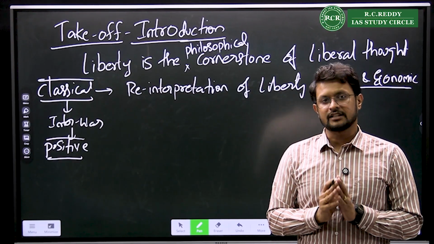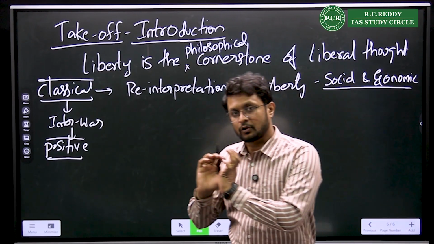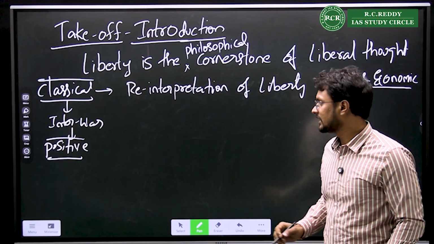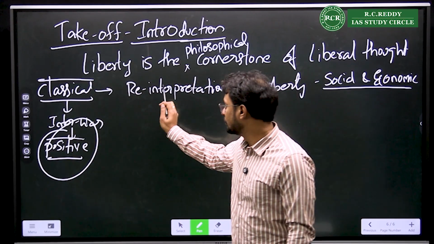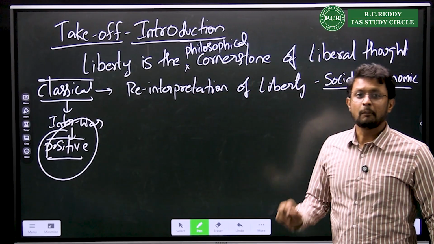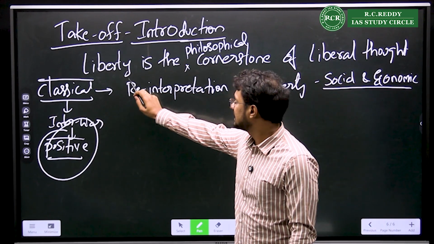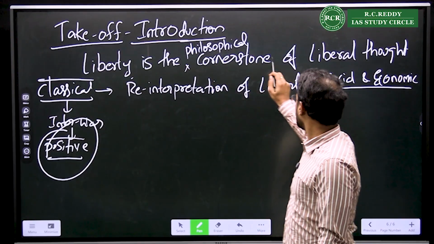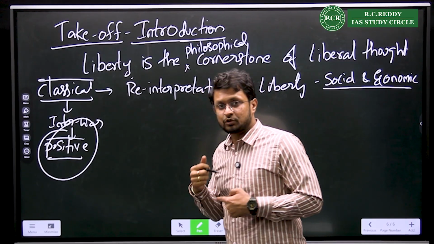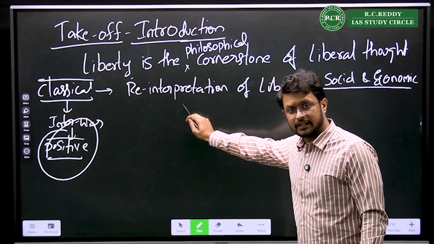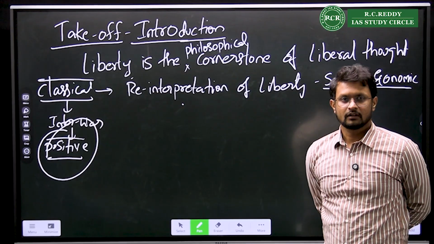Through T.H. Green's statement, he says hinder the hindrances, right? So it is an aspect of socialism coming into liberal philosophy, and hence the socio-economic situation of the Great Depression has called for a new reinterpretation of liberalism called positive liberalism, right friends? So the takeoff point is: liberty is the philosophical cornerstone of liberal thought, and in that you can write that the different schools of liberalism are nothing but a reinterpretation of liberty in the given socio-economic context, right?